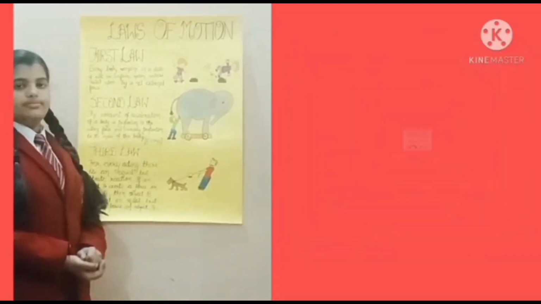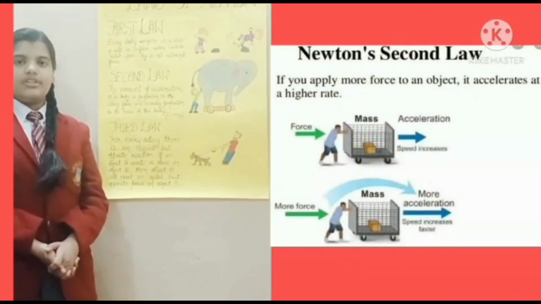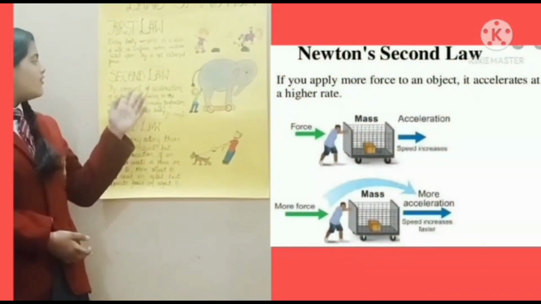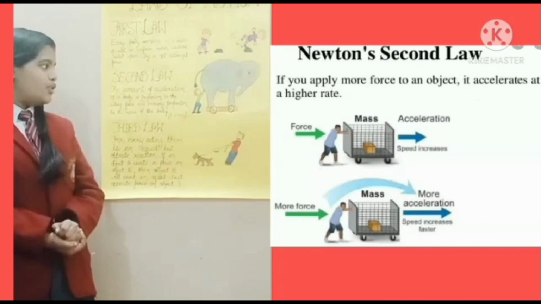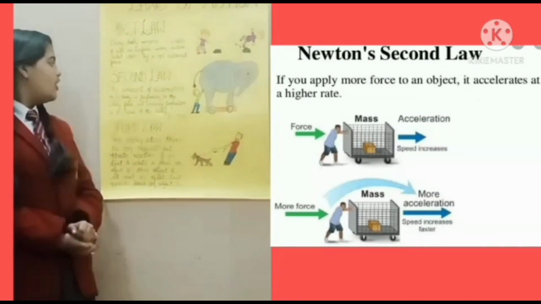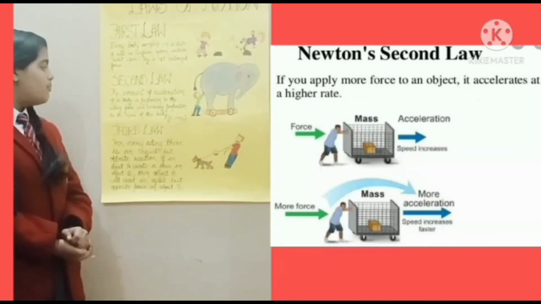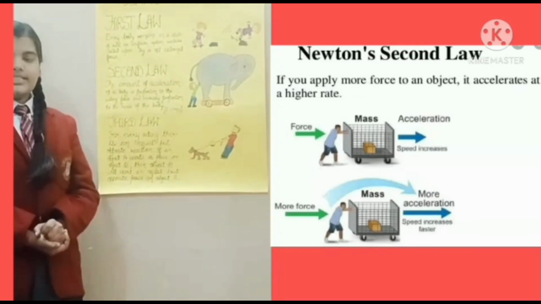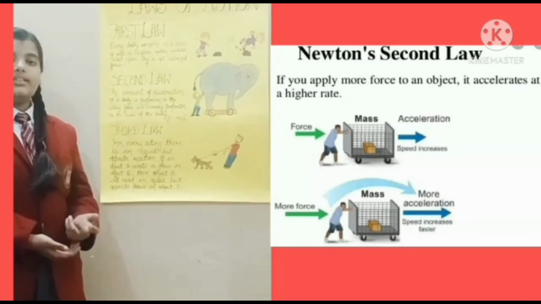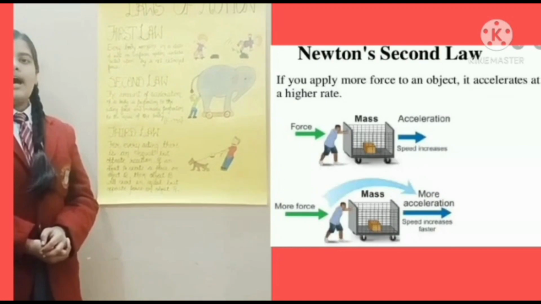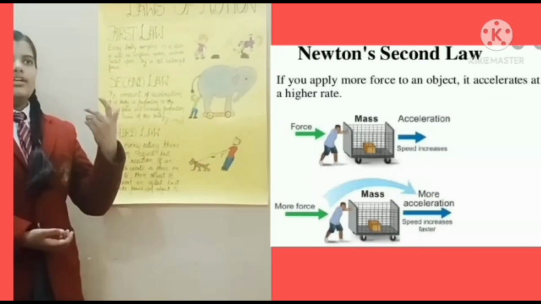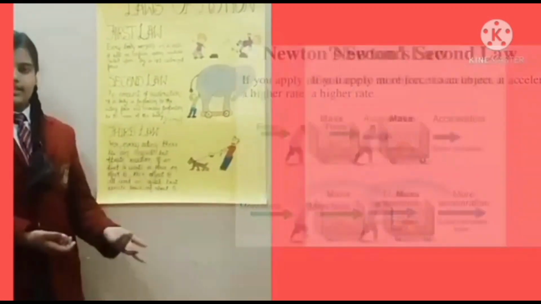The second law of motion tells us that the acceleration of a body is proportional to the acting force and inversely proportional to the mass of the body, which tells us that the acceleration is directly proportional to the force applied and inversely proportional to the mass.